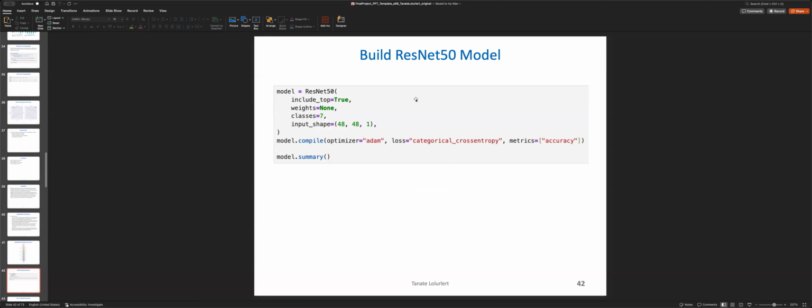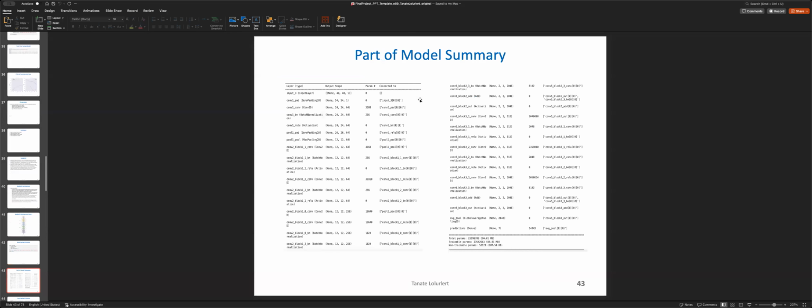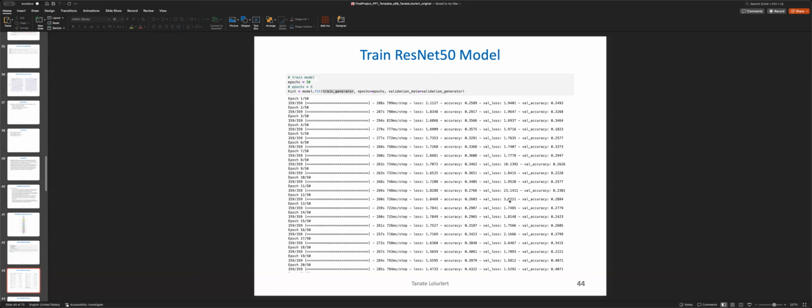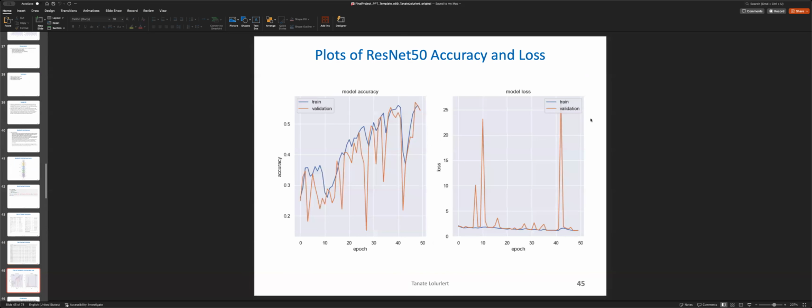This is how I build the ResNet50. This is the model summary. You can see that the trainable parameters are about 23 million parameters, a really high number. I trained for 50 epochs. This is a graph of the accuracy and loss.